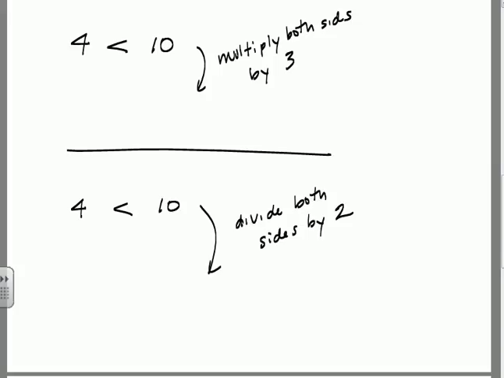Now let's try multiplying and dividing. Multiply both sides by a positive 3, we would get 12, and we would get 30, and well, it's still less than. So multiplying both sides by a positive number didn't change anything. 4 is less than 10. Divide both sides by 2. 4 divided by 2, 10 divided by 2, still less than. So you're probably thinking, well, so what? What was the whole experiment about?